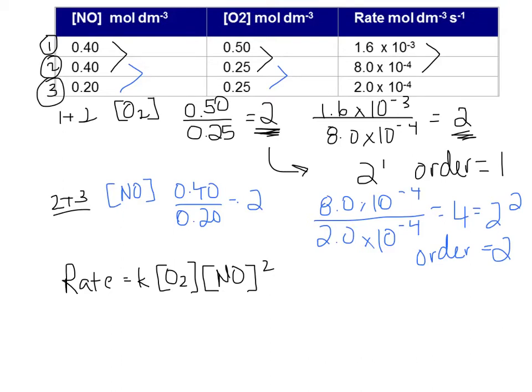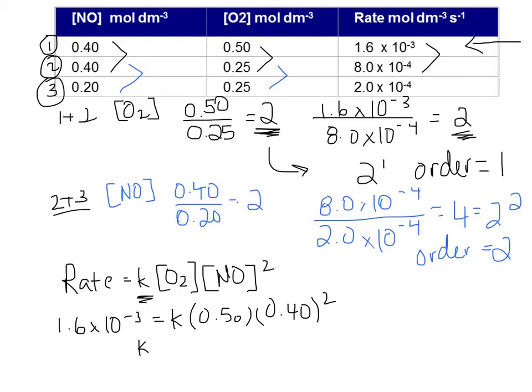The last thing we need to do is find the value of K. To find that, we're just going to pick one experiment. Let's pick experiment 1, plug in the values into our rate expression, and then solve for K. We've got 1.6 times 10 to the minus 3 is equal to K times 0.5 times 0.40 squared. If we were to solve that, we get 2.0 times 10 to the negative 2.